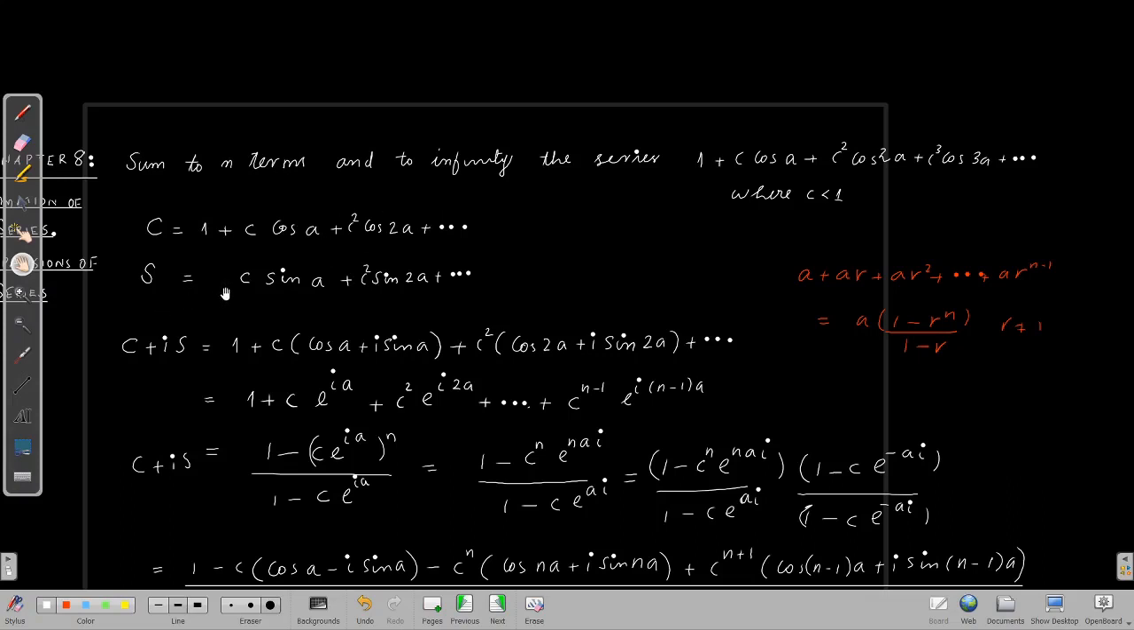So in order to get the sum of the sine series, we need to construct the corresponding cosine series, and find C plus iS and separate the real and imaginary parts. So then you will get the sum of the sine series as well.